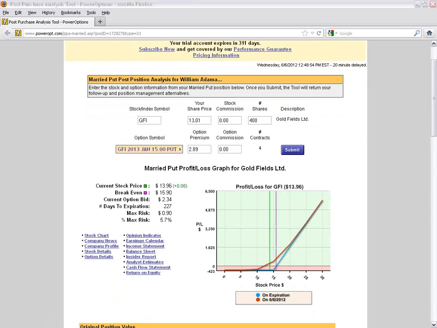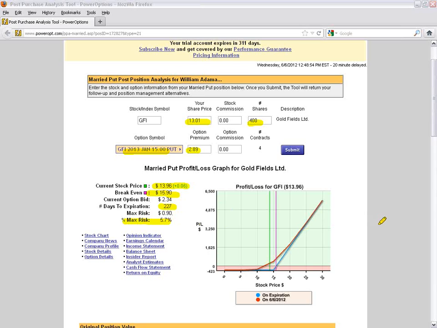So here's our original setup. GFI, remember, at 13.01, we'd used 400 shares in this example, and we purchased the January 15 put for 2.89. Current stock price is 13.96. As we saw, it's moved up 7% from our purchase price. The static break-even, as shown on our profit and loss chart, at January expiration is 15.90. That's the total of the stock price plus the put price. We still have 227 days to expiration, and our maximum risk was 5.7%.